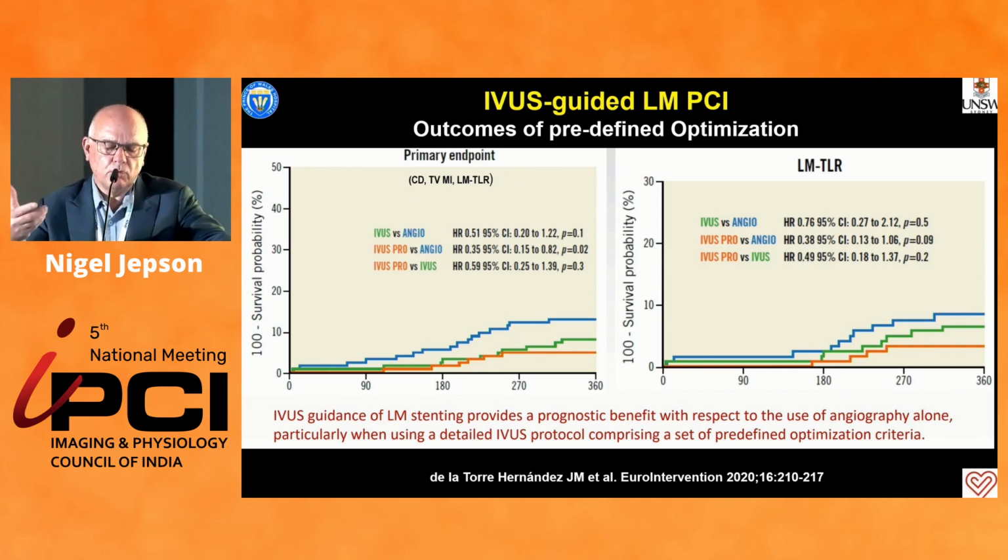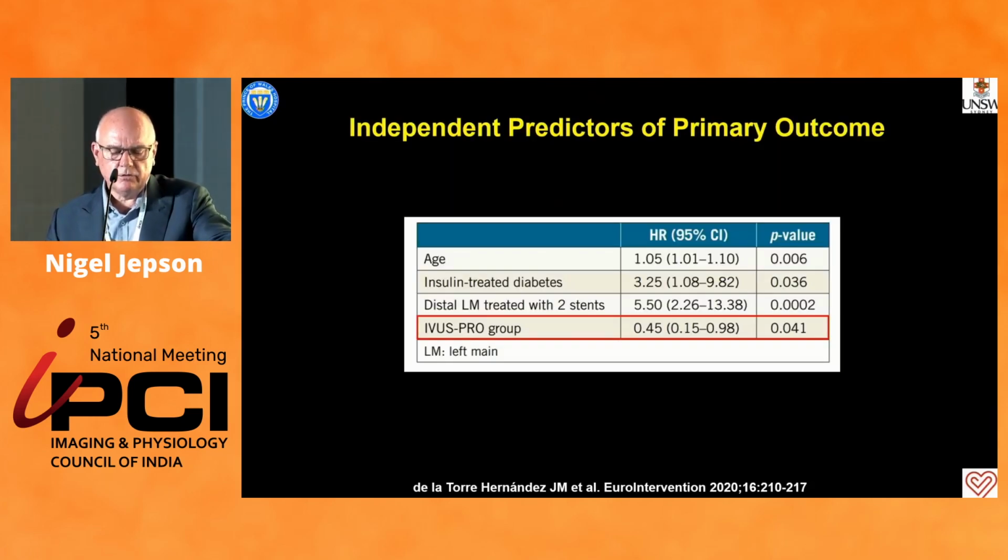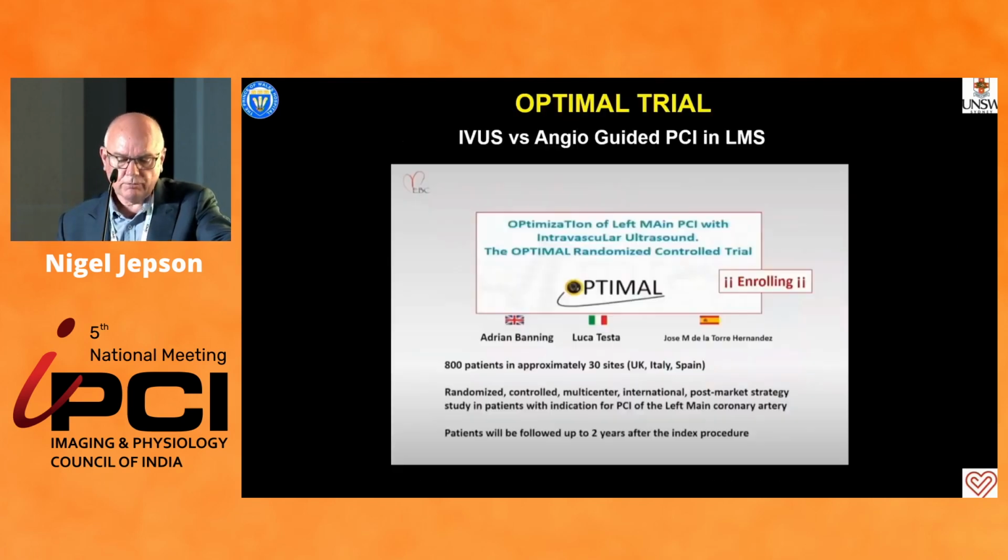But really we need to know what this means going forward, and this is the premise of Optimal, but importantly, an independent predictor of the primary outcome. Not only was age, diabetes a two-stent strategy, but it did include significantly the application of the IVUS Pro protocol.